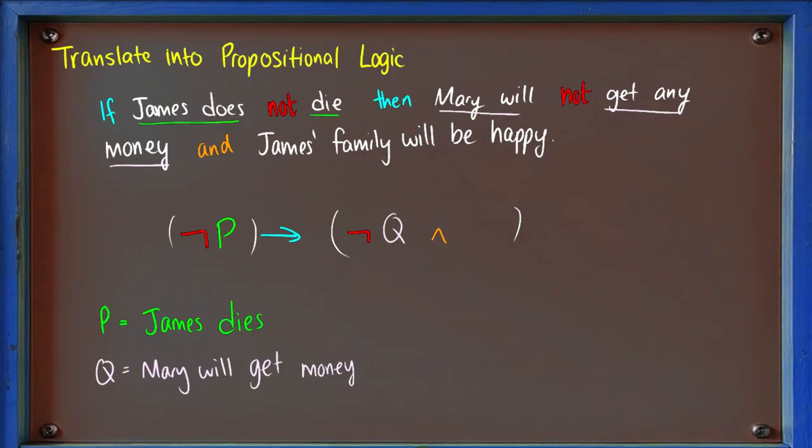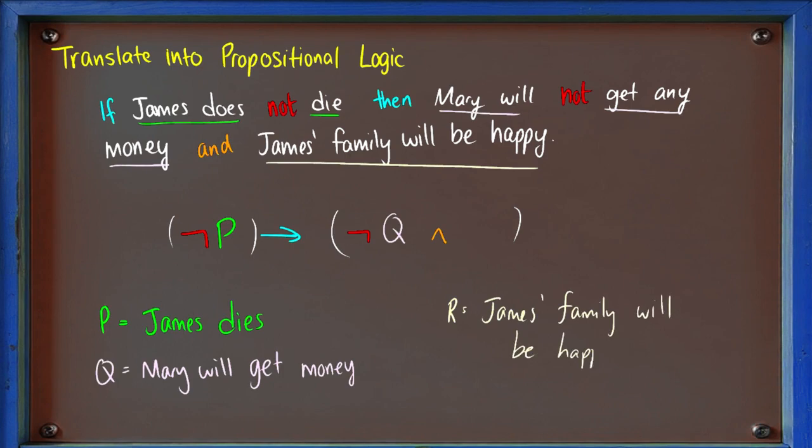And finally, James' family will be happy. So we can call this R, defined as James' family will be happy. And then finally, we can stick this into our last slot, R. So if not P, then not Q and R. And when we just have one statement on its own, we can just remove the brackets. So this says, if it is not the case that James dies, or if James does not die, then it is not the case that Mary will get money, and James' family will be happy.